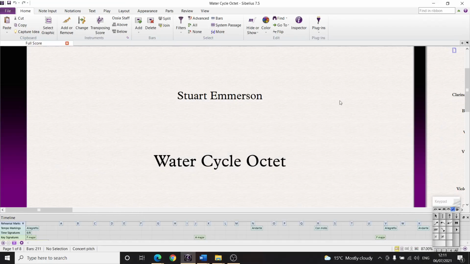Watercycle Octet is a piece of music I wrote as an A-level composition project when I was around 17 or 18 years old. The brief for the project was to write a piece of program music. I won't go into great depth about program music, but essentially in this context, program music is a piece of music that represents something beyond the music itself.